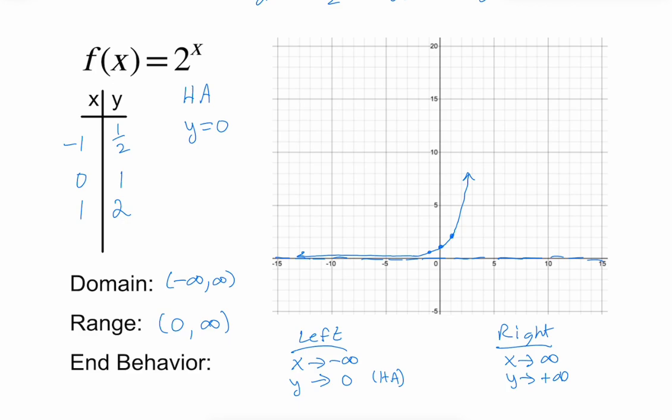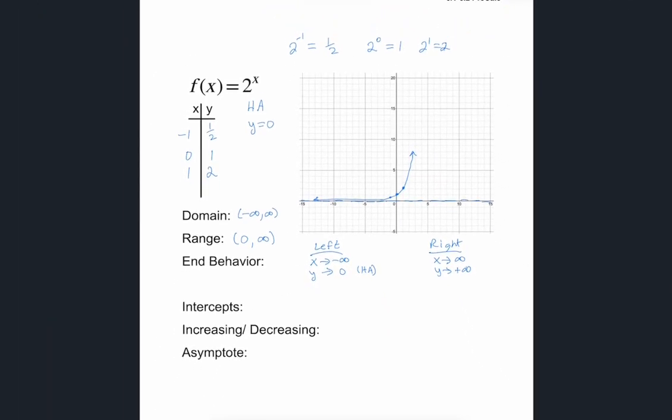But that's kind of the main idea. So this one is indicating we are heading to a height of 0. This one, if we go to the right, is saying we are heading to a height of positive infinity. Okay. And then the last thing here, I think, oh, there's a few other things.